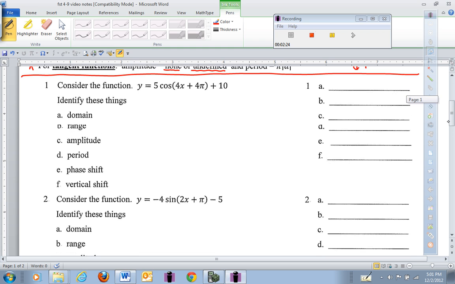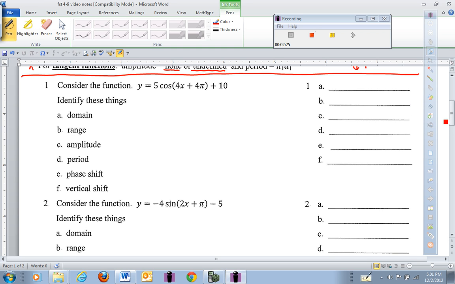Okay, now we're going to use that information to take a function like number 1, which says y equals 5 times the cosine of 4x plus 4 pi, plus 10, and we're going to figure out all of these things over here: the domain and the range, the amplitude, the period, the phase shift, and the vertical shift. In order to do that, we need to find out the 4 important things, A, B, H, and K. That's what we need to find out. So it doesn't say first find A, B, H, and K, and then find all this other stuff. I'm just telling you that's what you're going to do every time, and you won't be able to find the other things necessarily unless you find the A, B, H, and K.